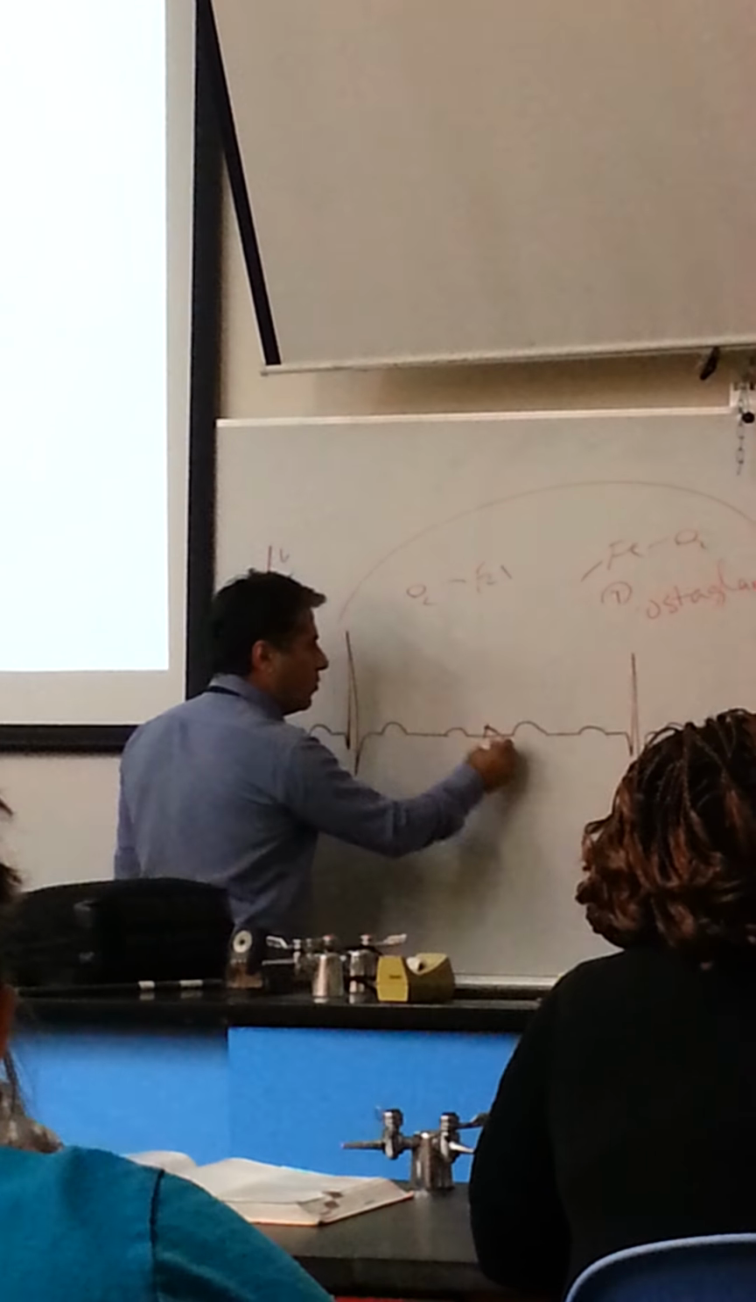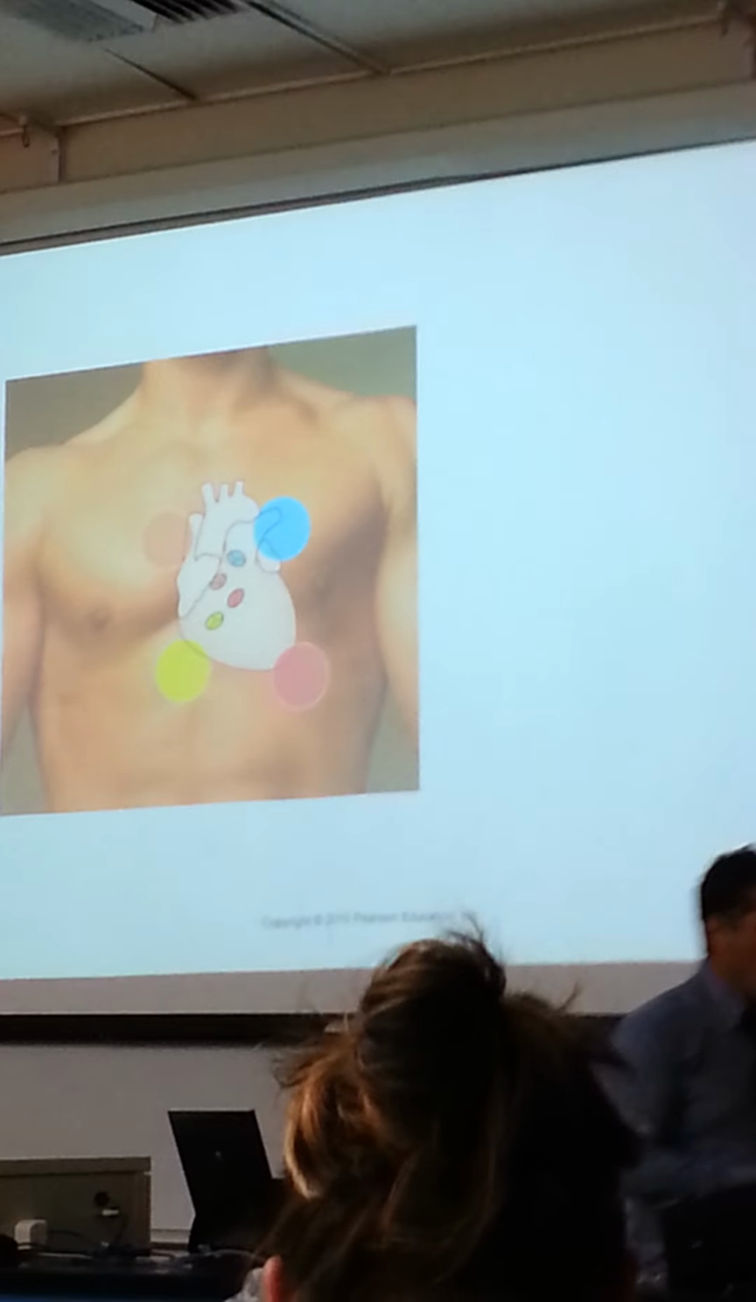This will be your classical. After one normal beat, one abnormal. One normal beat, one abnormal. One normal beat and one abnormal. That is your classic. Where can you put the stethoscope to hear the heart sound?